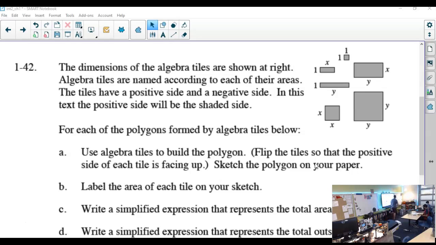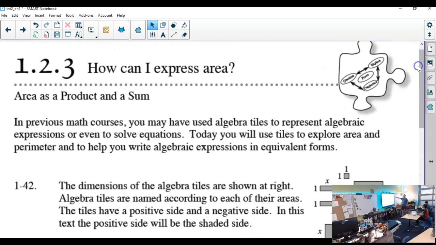We should probably go ahead and put a title on our paper since we're taking notes. Sorry, I jumped into this too quickly. Let's write 1.2.3 on our paper. What we are doing is area as product and sum. You want to write that down so when you look back in your notes for where that area with product and sum stuff was, you can identify, oh yeah, that was this lesson.